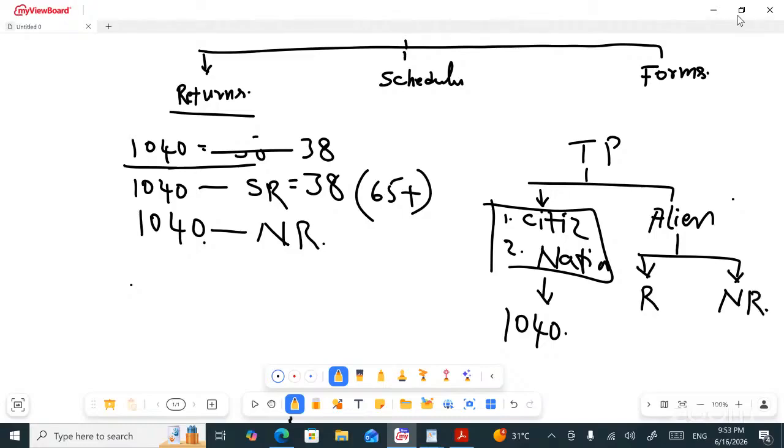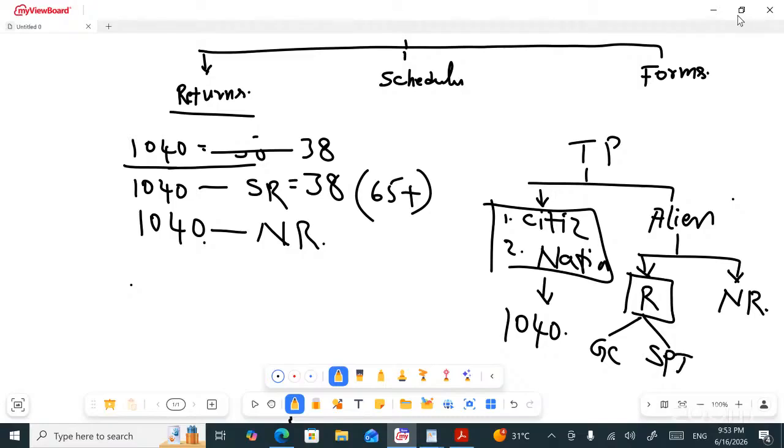When can a person be called a resident alien? It is further of two types. If the taxpayer has a green card, that taxpayer is technically called a resident alien. Second one, the substantial presence test.